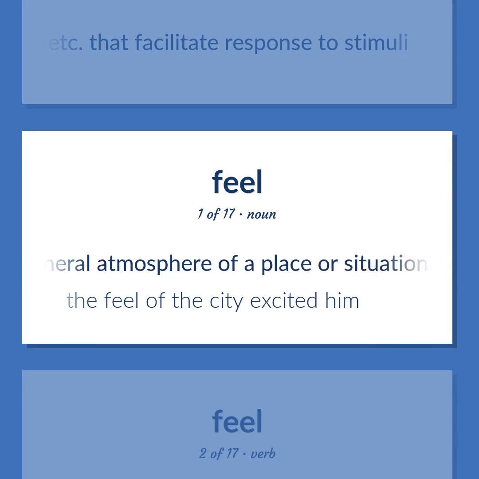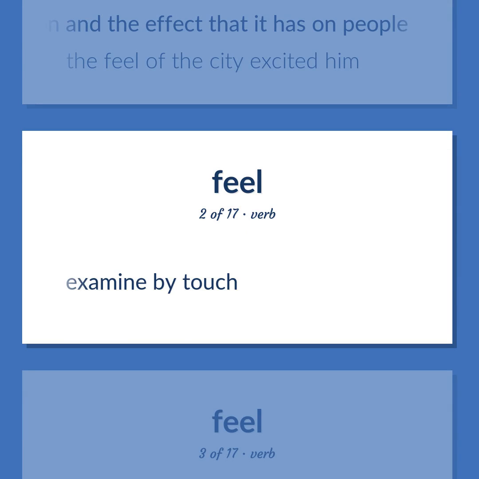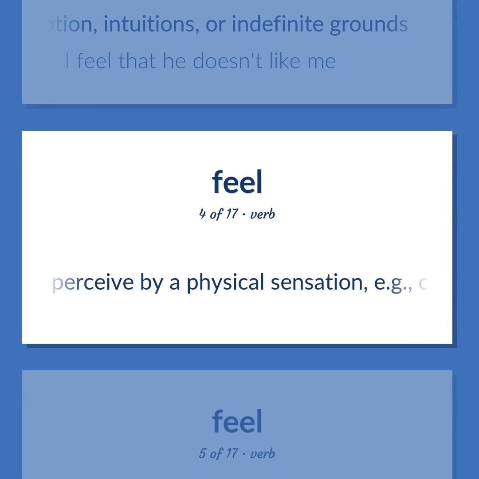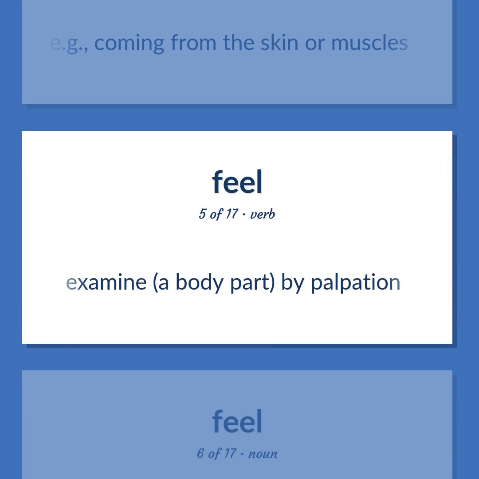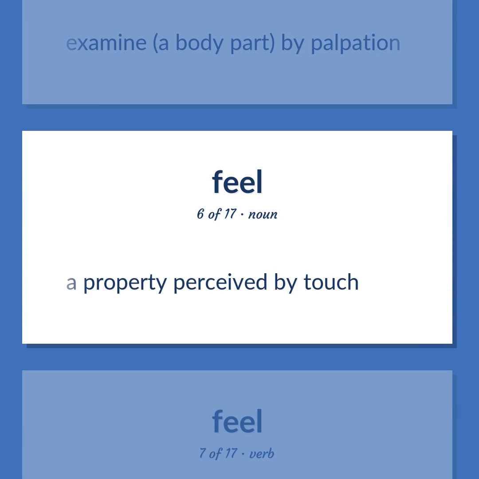The general atmosphere of a place or situation and the effect that it has on people. The feel of the city excited him. Examine by touch. Come to believe on the basis of emotion, intuitions, or indefinite grounds. I feel that he doesn't like me. Perceive by a physical sensation, e.g., coming from the skin or muscles. Examine a body part by palpation. A property perceived by touch.